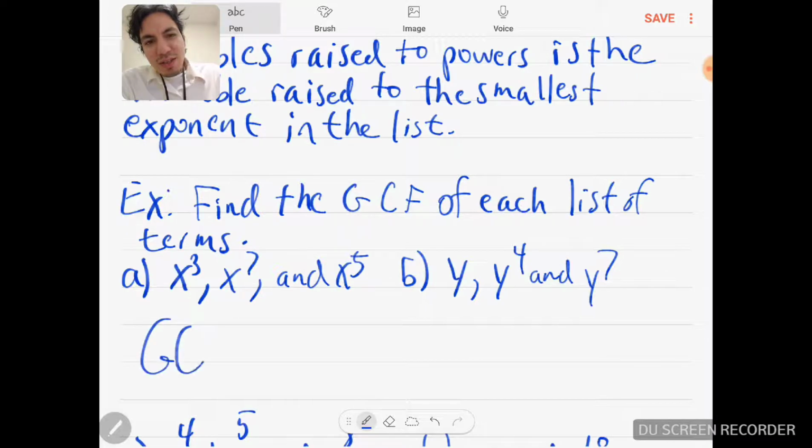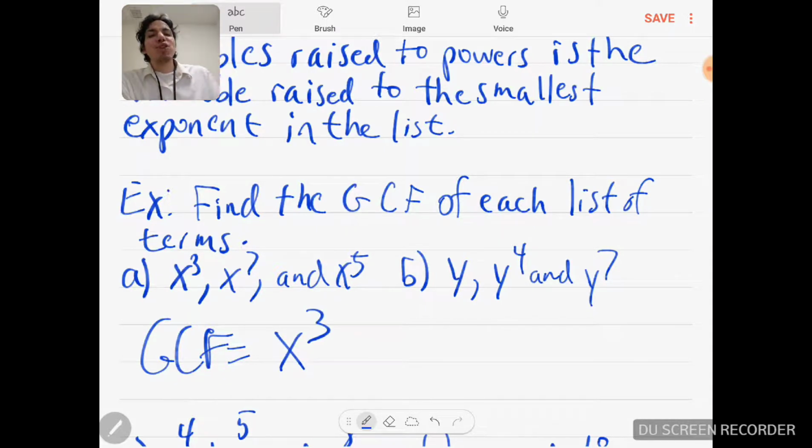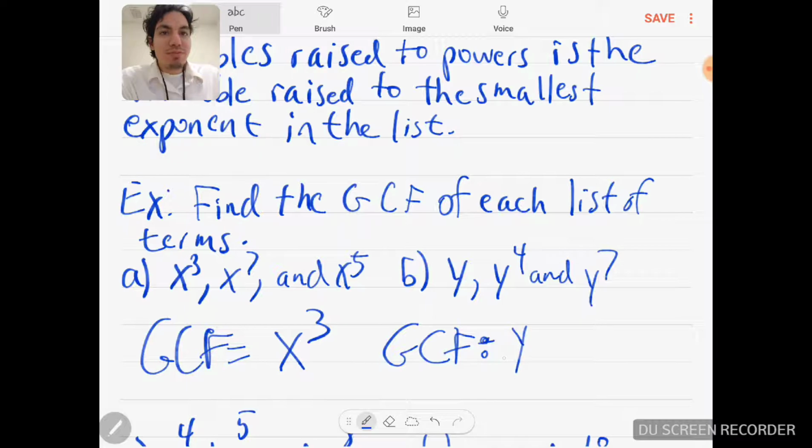The GCF in this case is going to be what? X to the third. Why? Because that's the most x to the third can actually give. I'm not looking at x to the 7. I'm not looking at x to the 5th because we know they can give more than that, but x to the third cannot. So knowing this logic, it's the smallest, so therefore the GCF will be, for the next example, what? Just y, because y can't give any more than y.